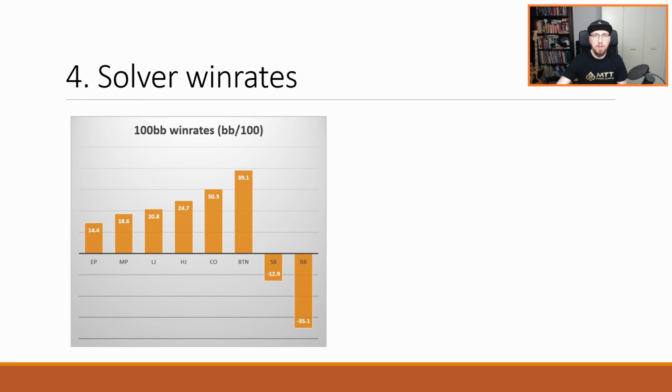Why do we have a negative win rate in the blinds? Well, let's just think about this for a moment. If you folded every time you're in the small blind, you would lose 50 big blinds per 100. So to make minus 12.9 is actually pretty good, right? And the same thing goes for the big blind. If you folded every time you're in the big blind, you would lose 100 big blinds per 100. So to make minus 35.1, again, really, really good.